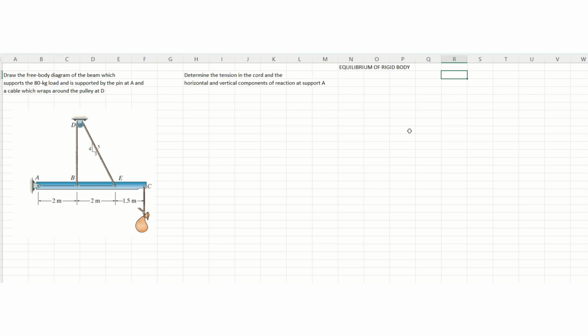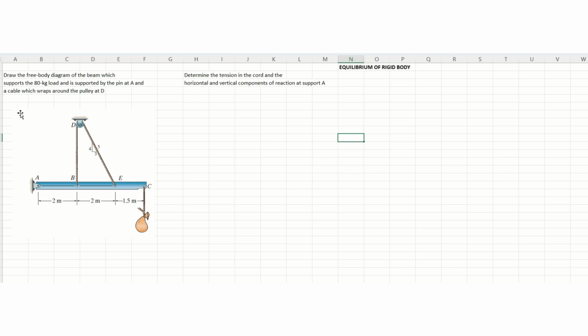Okay, let's go to the next question. This is about the equilibrium of a rigid body. In Malay, it is keseimbangan badan tegar. This is equilibrium of the rigid body.